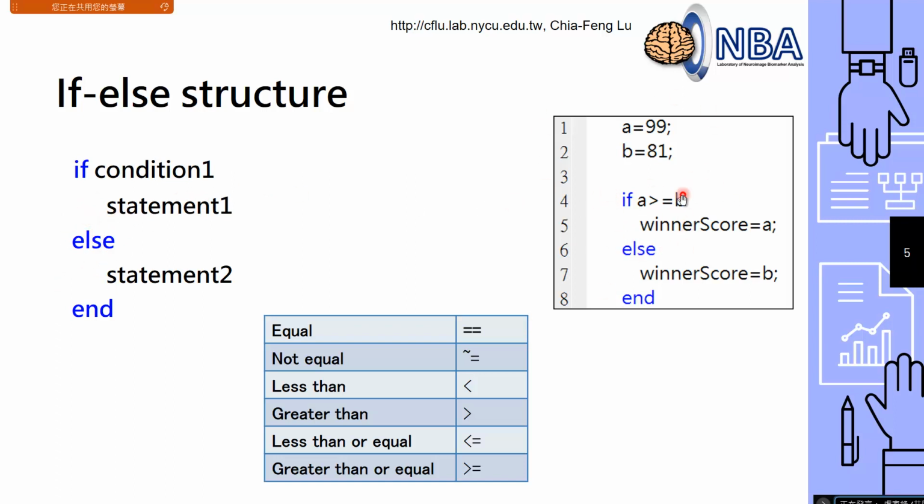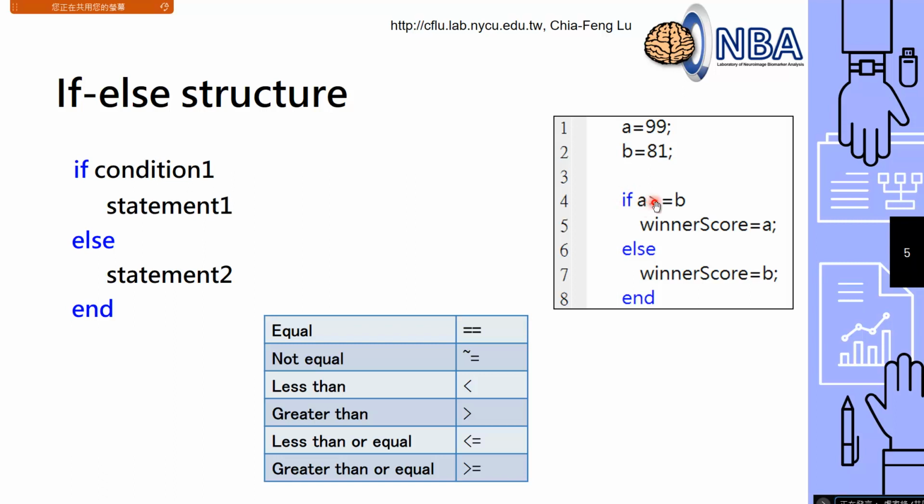So let's take a real example right here. For example, we have a variable a. We assign 99 to it. We have another variable b right here. We assign 81 to this variable. Now we try to make a comparison. So if, else, and end, you can see the structure right here. And after this if, you need to put a condition statement. So the condition statement is pretty simple, simply like this one.